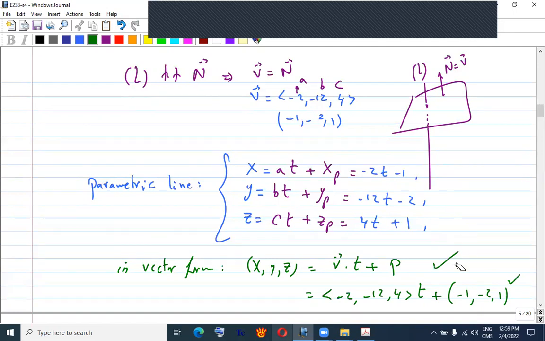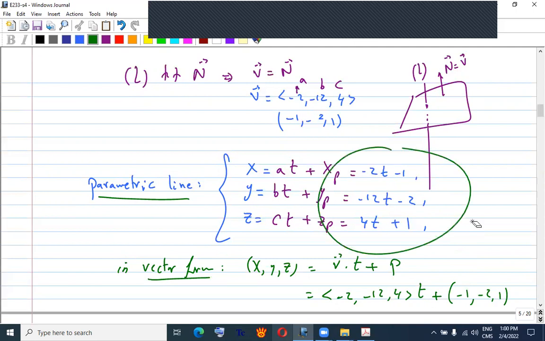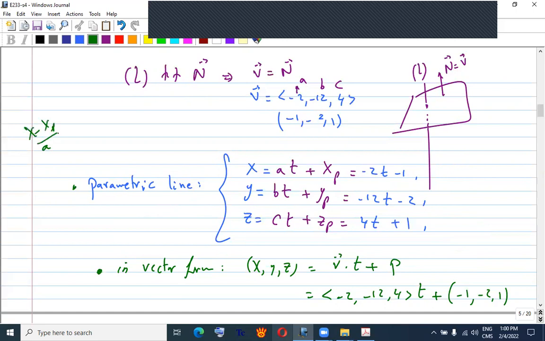By the way, this is the parametric equation of a line. This is the vector form of a line. WebWork should indicate this, but for some reason they put that. In a test you should put this only. This is the vector form. You have three forms to represent a line. You have parametric, vector, and symmetrical, which is x minus x0 over a equals y minus y0 over b, and so on.